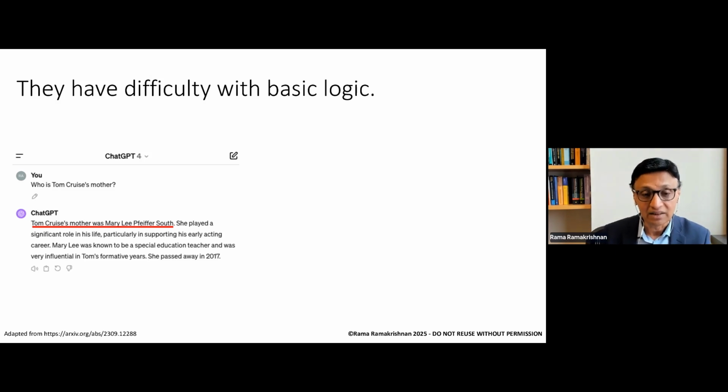Now, the other problem they have is they often have difficulty with basic logic. This is a famous example, known in the community as the reversal curse. You ask ChatGPT a question like, who's Tom Cruise's mother? It comes back with the right answer, which is Mary Lee Pfeiffer. So that information was in fact in its training data, and therefore it's able to use it.